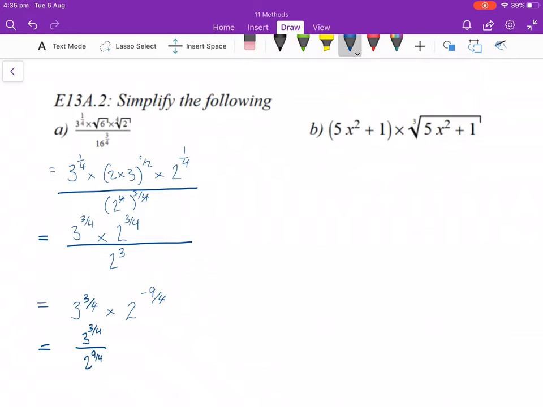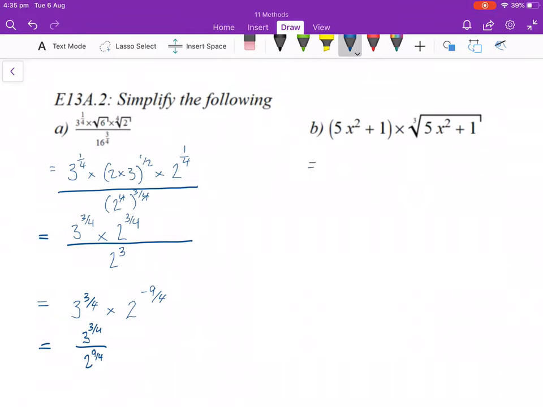Okay, example B. We have two products here. And the right-hand one is, let's write that down with a rational index. So 5x squared plus 1 times 5x squared plus 1 to the power of a third. So using the first index law, we could add the powers of 1 and a third. So 3/3 plus 1/3. 5x squared plus 1 to the power of 4/3.